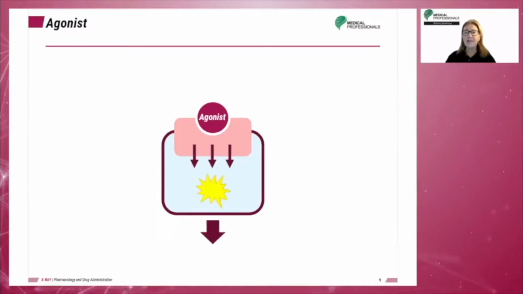An agonist is a drug that readily combines with the organ receptor to enhance the body's natural response to stimulation. For example, how epinephrine works in the body. When given for bronchospasm, it enhances the natural bronchodilation capabilities of the body.